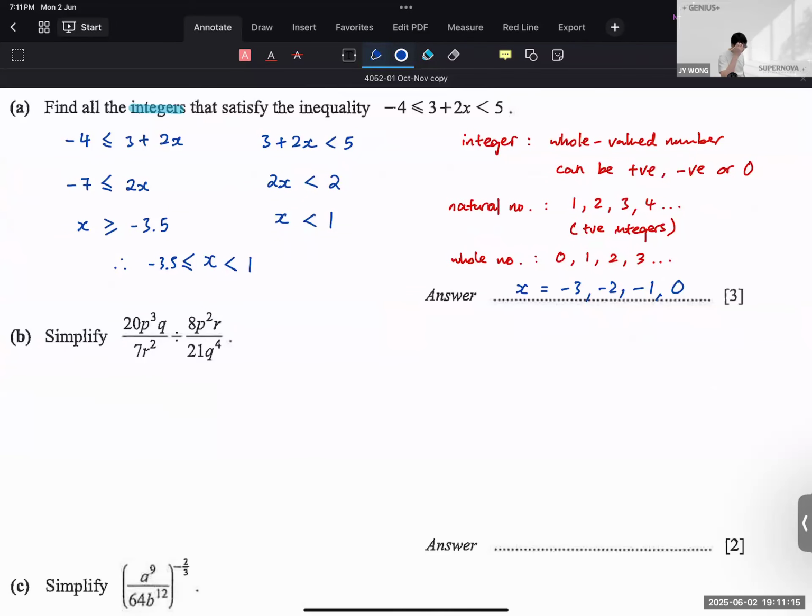All right, so don't confuse the definition. So sometimes Cambridge can test you the definitions directly. They may not tell you, oh, define what an integer is, but they expect you to know from a question like this. Let's move on.